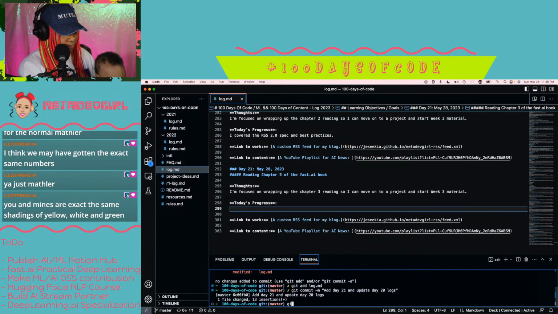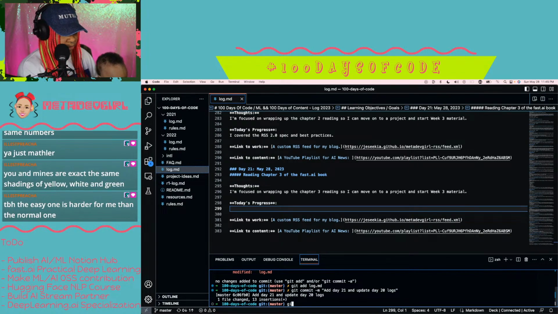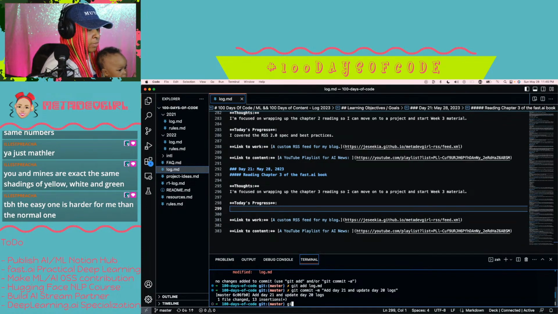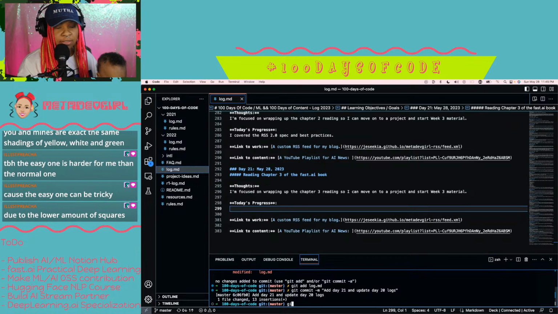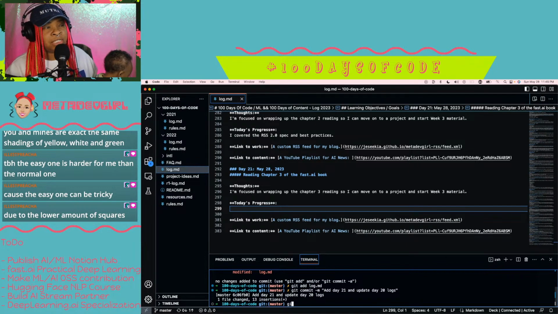Here, you want me to help you? Where is it? Here. What is that supposed to mean? What happened to your sticky note? The easy one is harder because of the lower number of squares, yeah. But after you finish the easy one, the rest of them can have more operators and stuff. I don't know, maybe it's easier with the operators because it's slightly easier to narrow them down. So yeah, maybe.